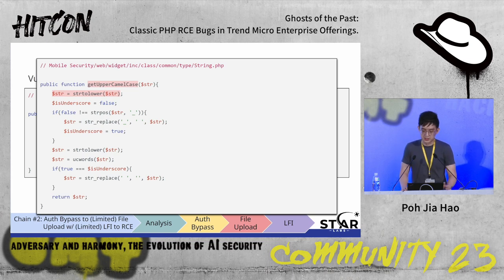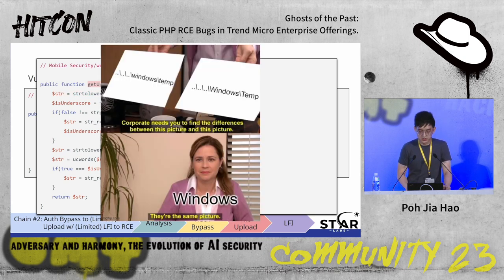We should verify that the get upper camel case function does not destroy our payload during its processing. This function appears to simply convert the input to lowercase, do a bunch of replacements, and the resultant string is returned. At first glance, it looks worrying because it might destroy our payload since it converts all casing to lowercase. However, we don't have to worry because we are on Windows where directory names are case insensitive. So now that we know that the function is vulnerable to LFI, we can look for references to this function.